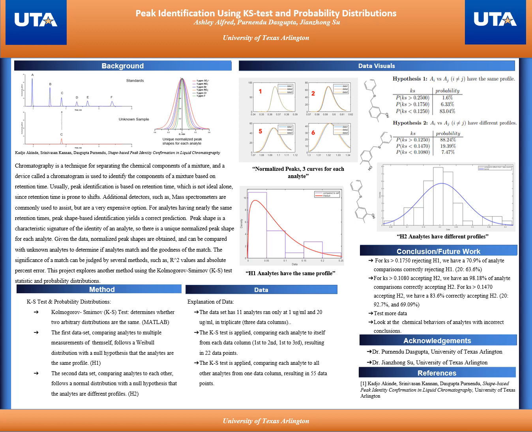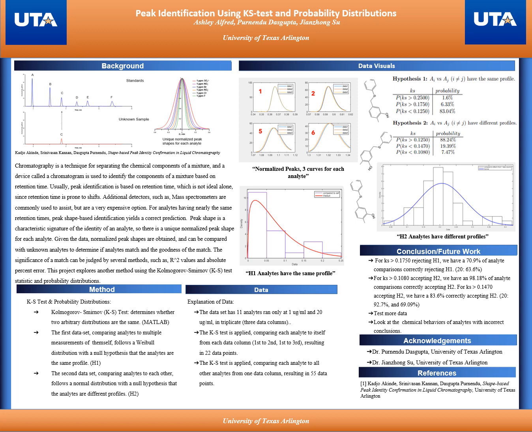And the way that I did that is by running the KS test and using the KS test statistic for all of the times that I ran, and I was able to create data sets from those and then fit a distribution to them. So a quick explanation of the data. The data has 11 analytes, ran at two different concentrations 3 times. So I have 1 microgram per milliliter and 20 micrograms per milliliter.